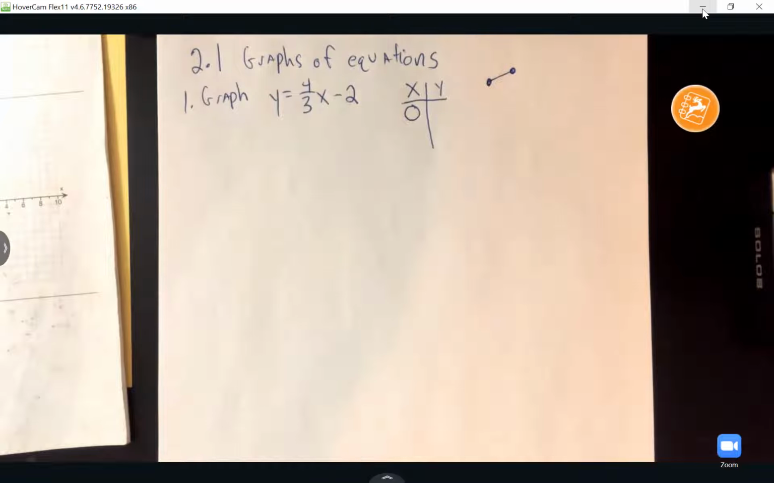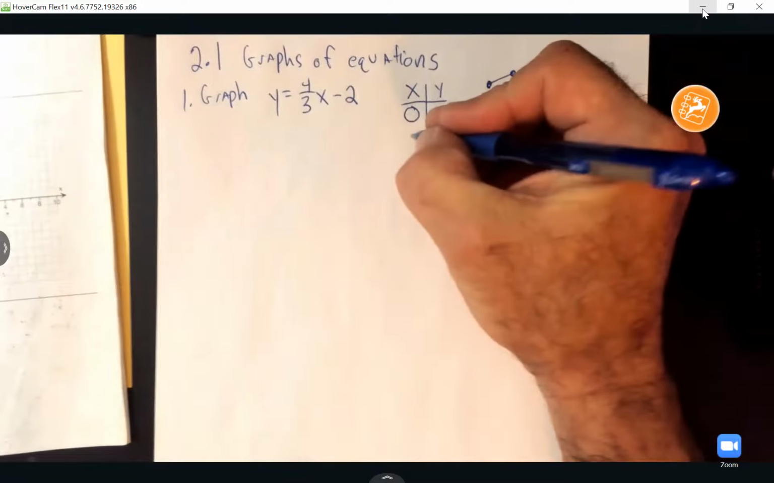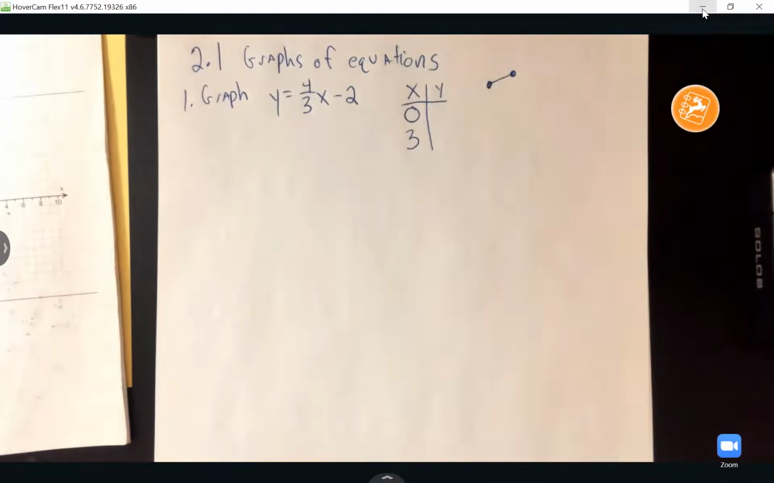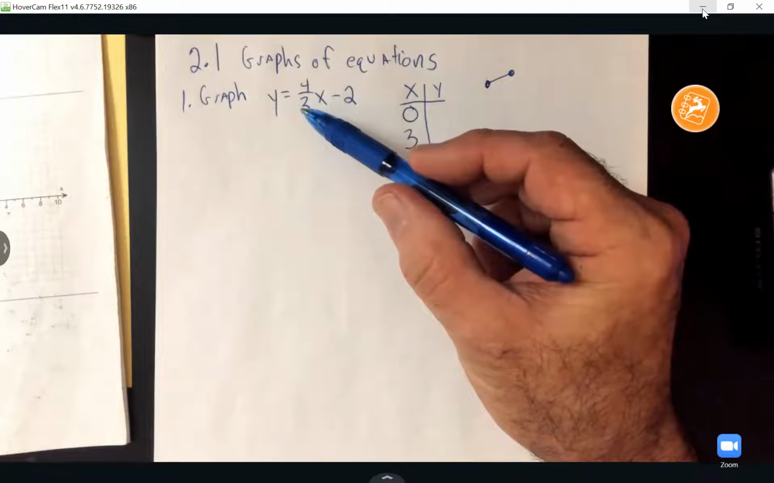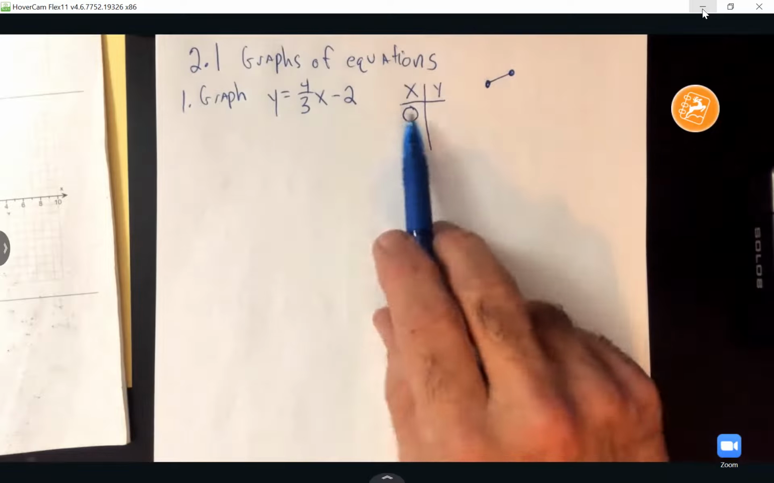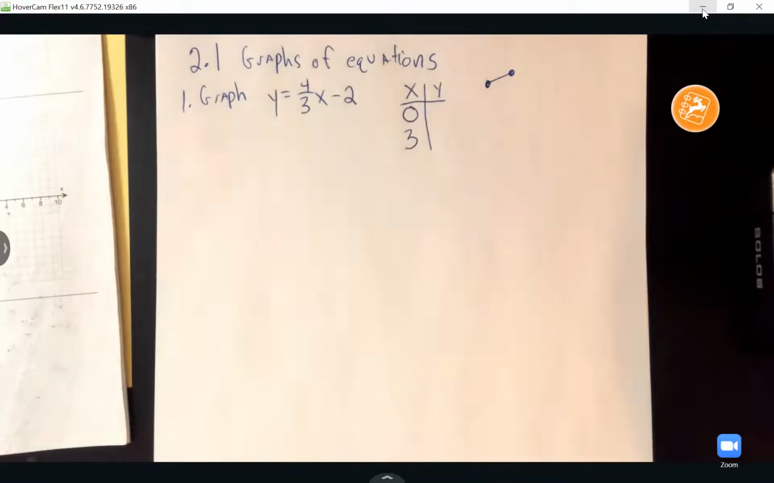Now, when you've got a fraction, if you don't want to graph fractions in MATLAB, we need to get rid of the fraction so we don't get fractional type answers. So for my second point, to ensure that I don't have a fraction, I would use a multiple of 3, since 3 is the denominator of this fraction, okay? So let me show you my 2 points so you see what I'm talking about.